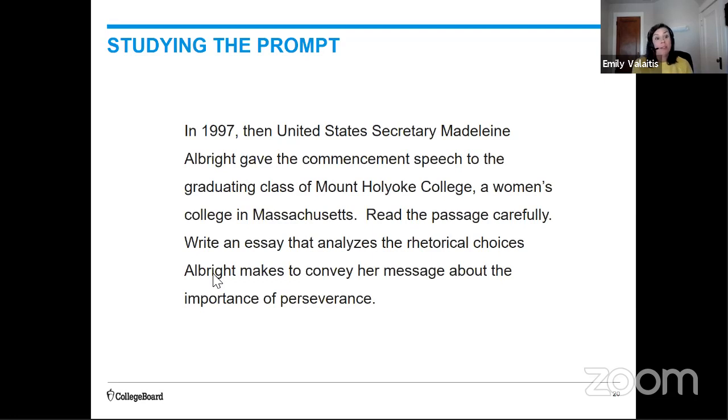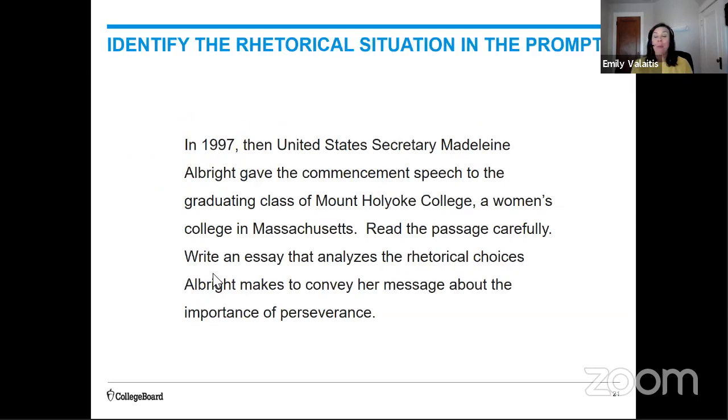All right, so in this prompt, we see those three elements. The rhetorical situation is in the first sentence. Then you are asked to analyze the rhetorical choices, the exact same language you saw before. And then here you see that the message, the clue that they've given you, is about the importance of perseverance. It's very broad. You don't necessarily know why it's important or how they might be persevering or in what way or for what reason, but at least you've got some sort of direction when you're reading the passage, excuse me.